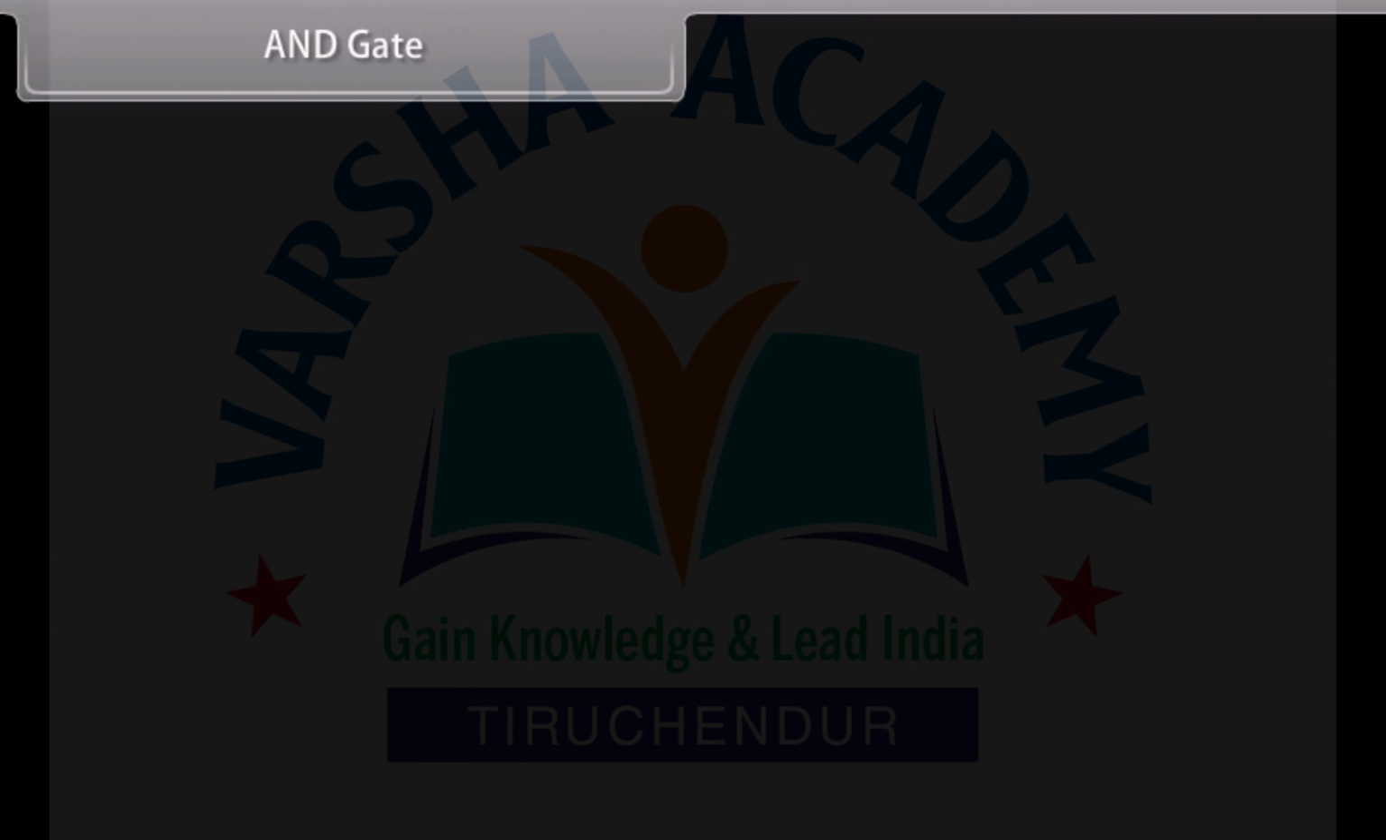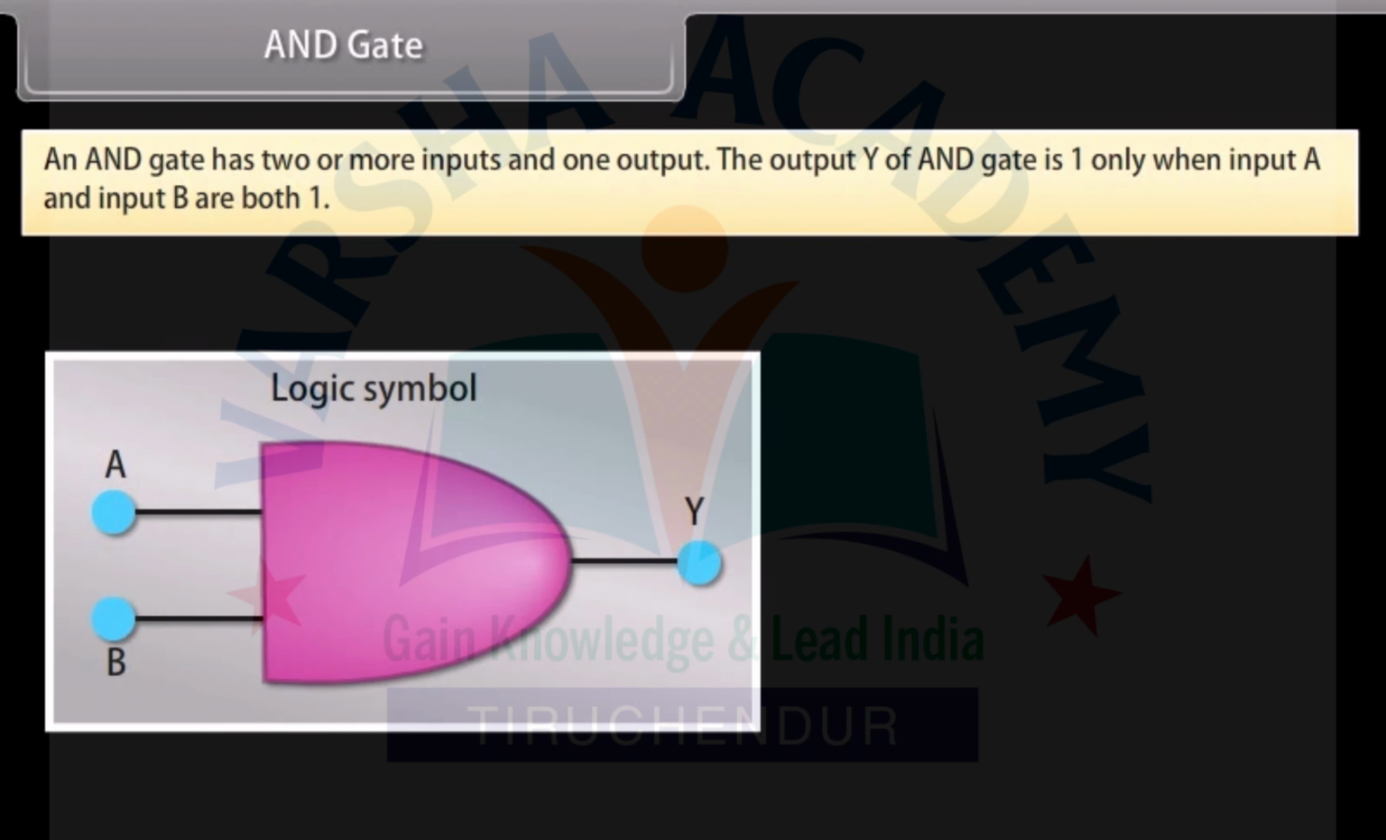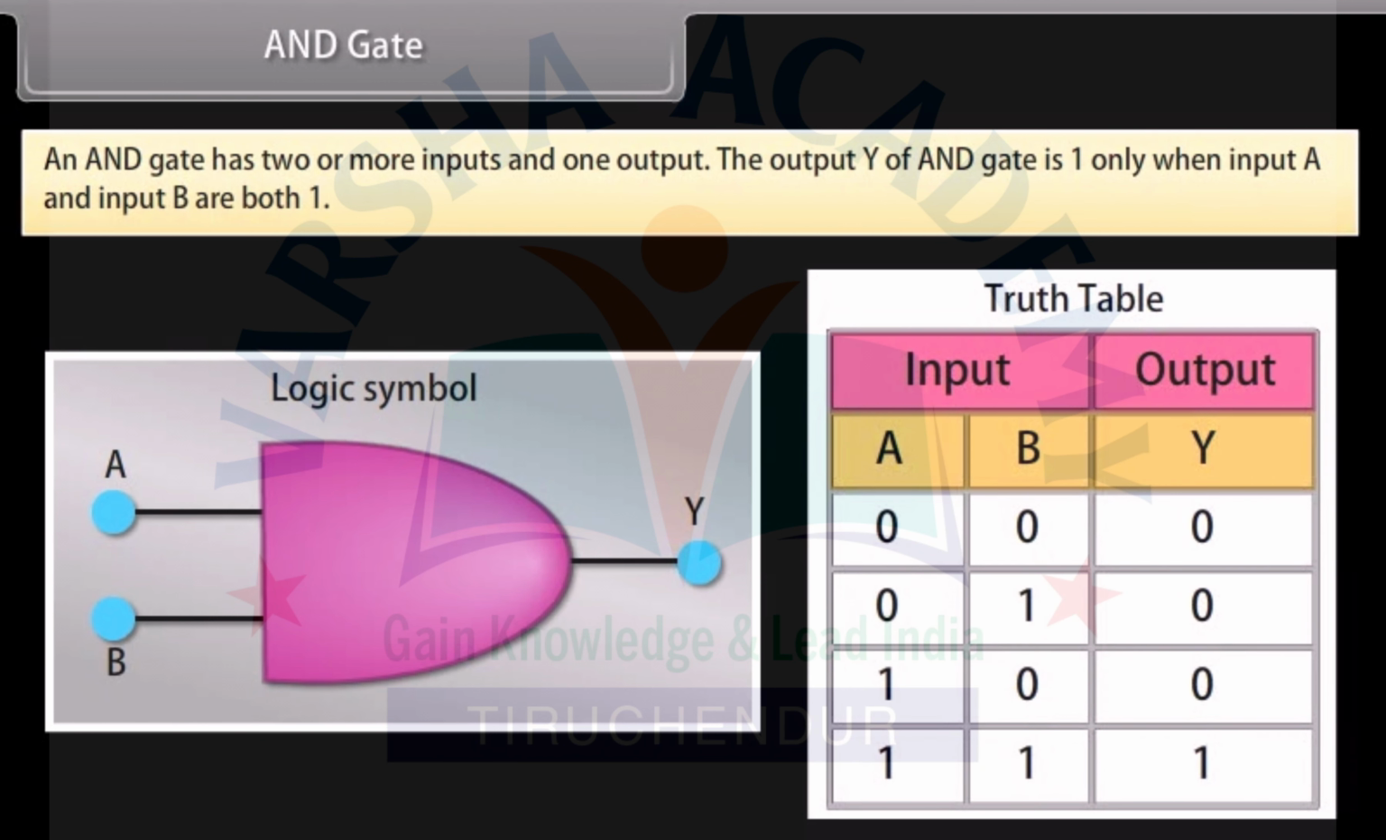AND gate. An AND gate has two or more inputs and one output. The output Y of AND gate is 1 only when input A and input B are both 1.